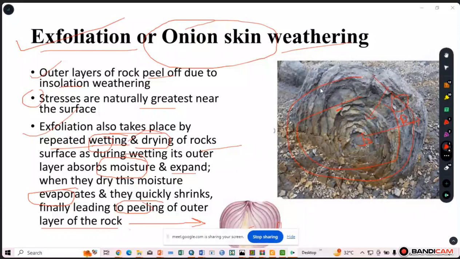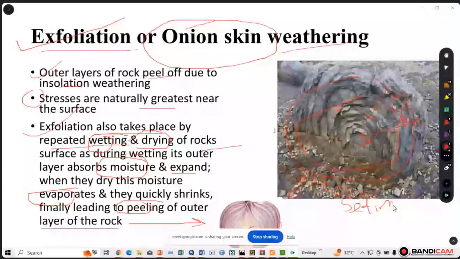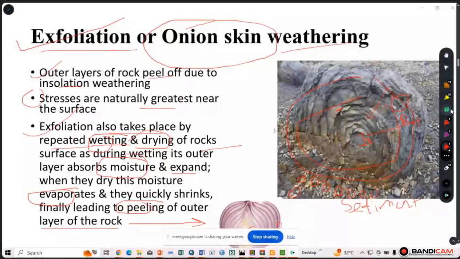Because the outer surface is getting removed away. When the outer surface is removed away, it turns into small fragments and sediments. See, these small sediments lying below. So large rock is converted into small sediments, then it is difficult to find out. But when you go to the field, if you see this type of structure, then you can identify which type of weathering has affected that area.